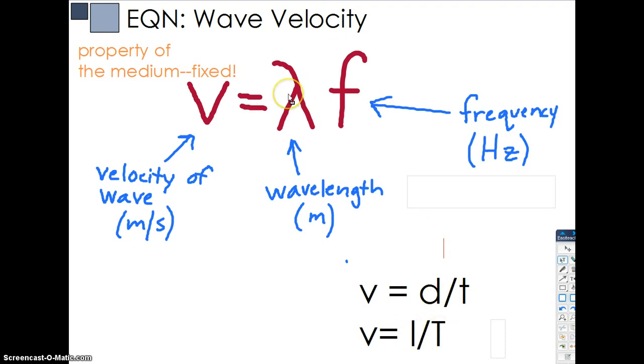So why does it look like length times frequency? What do we know about capital T and lowercase f? They're inverses. So if I say length, meaning wavelength, divided by the time, that's just like saying the wavelength times the frequency. So that's really where this comes from. You can just think of it as distance over time, but it's a special distance and it's a special time.